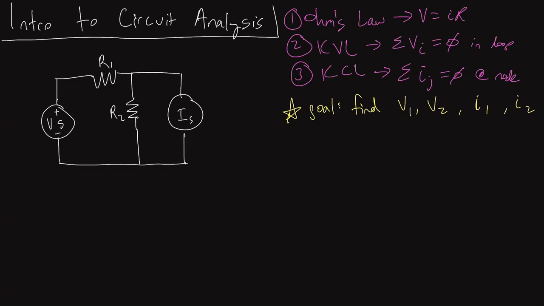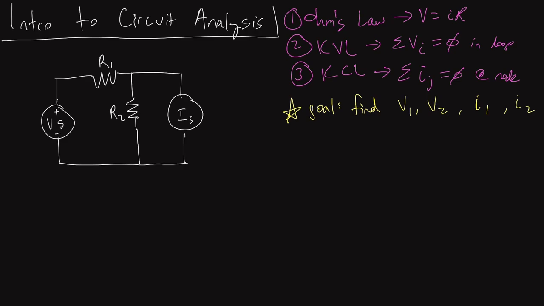Hello everyone, and in this video we are going to be introducing circuit analysis. We're going to be applying the laws that we've been learning in order to figure out unknowns in a circuit. In this example I've got this little circuit right here that we know the resistance for, we know the voltage source for, and we know the current source for.